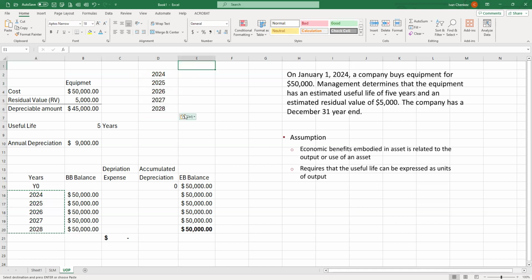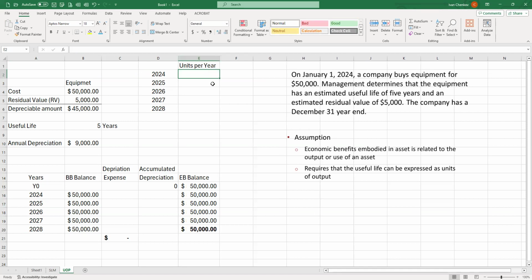Over those years, the units per year that this machine can produce: in the first year, 2024, it can produce 4,000 units. Next year, 2025, 5,000 units. Next year, 2026, can produce 6,000 units. Next year should produce 4,500, and the last year, 3,000.